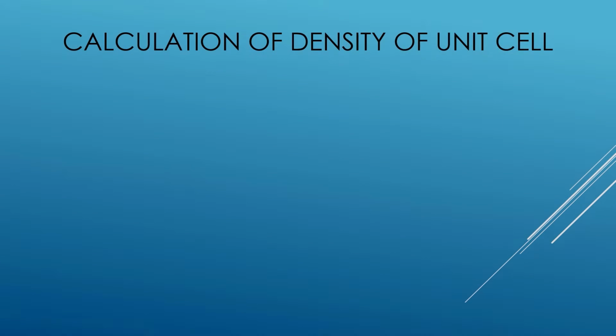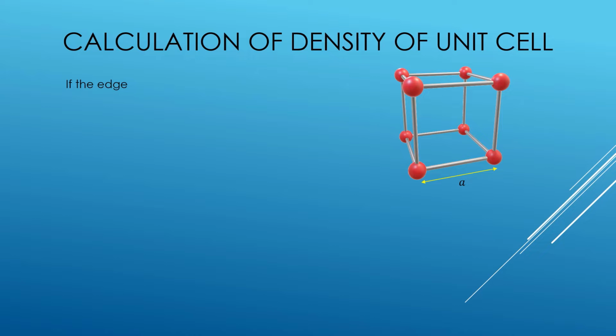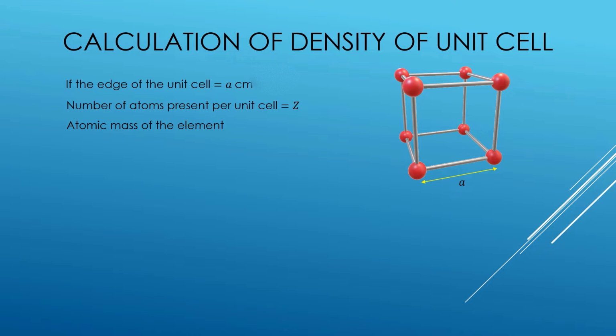Now, if the edge of the unit cell is denoted by a centimeter cube and the number of atoms per unit cell is denoted by z, the atomic mass of the element is denoted by capital M, the volume of the unit cell is equal to a cube, since the edges are all of the same length.